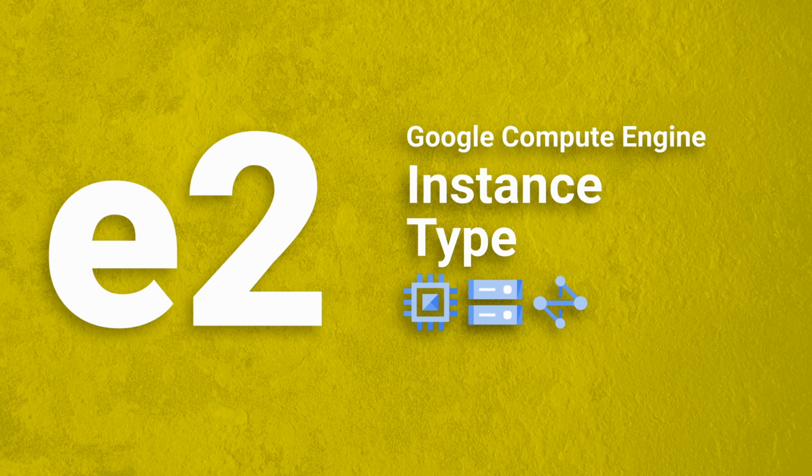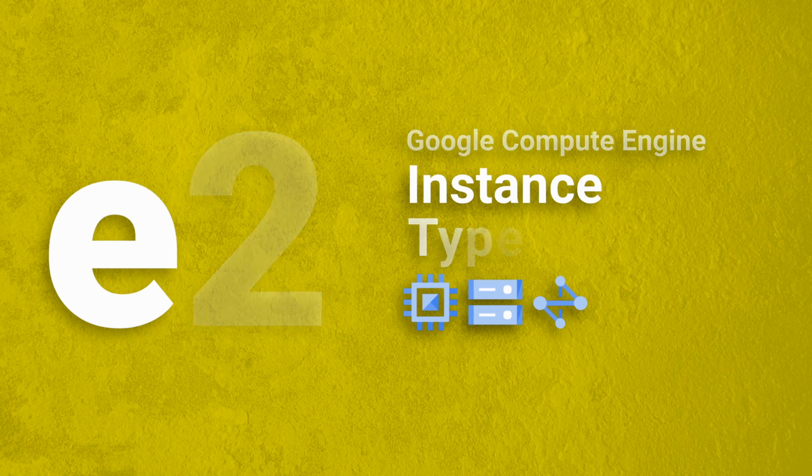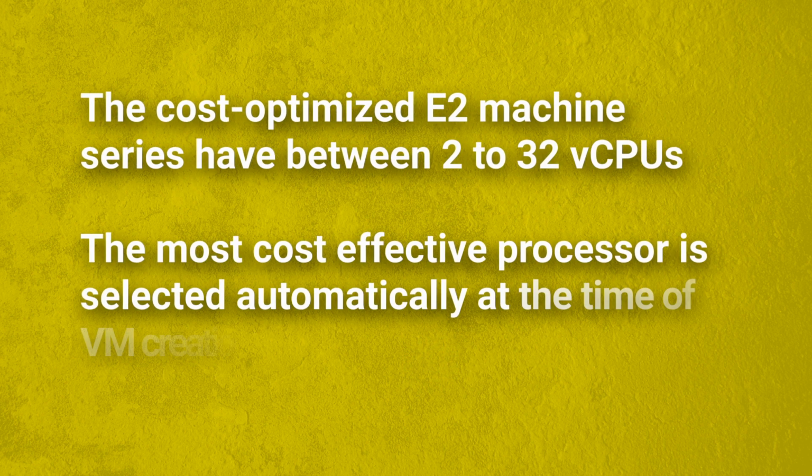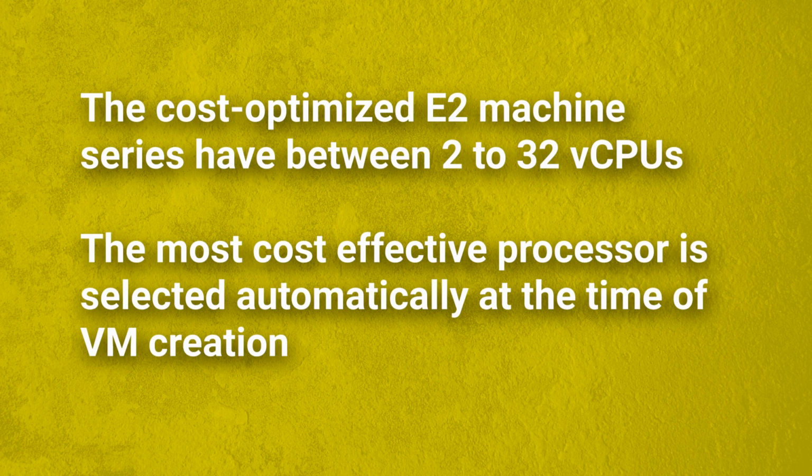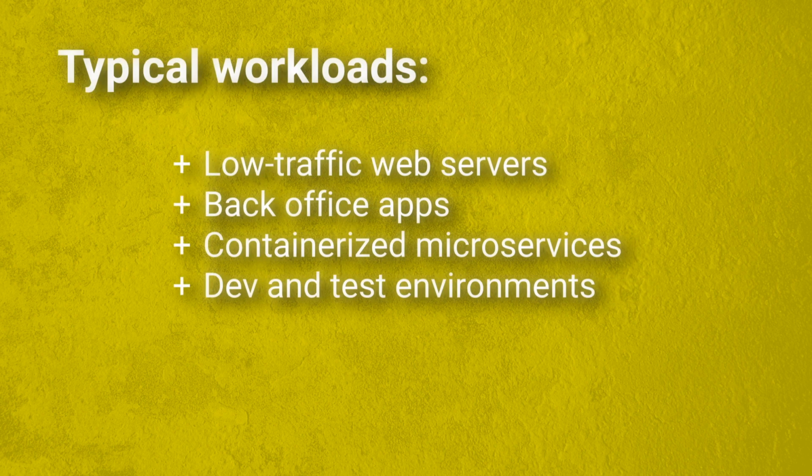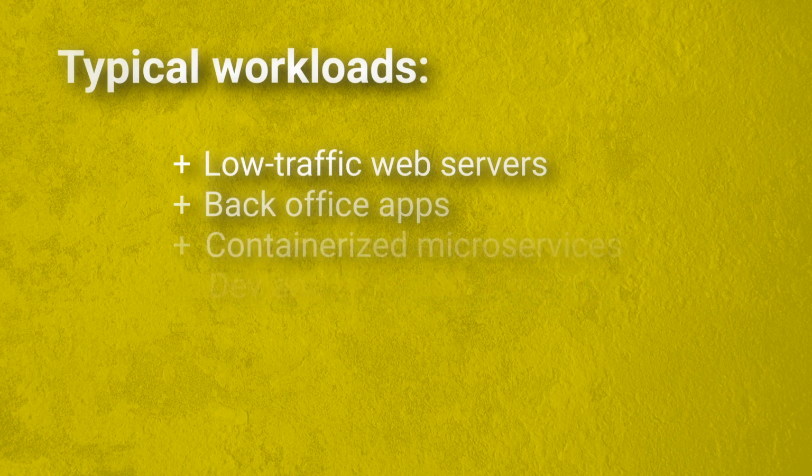Google Compute Engine E2 instance type. The cost-optimized E2 machine series have between 2 and 32 vCPUs. The most cost-effective processor is selected automatically at the time of VM creation. Typical workloads include low-traffic web servers, back-office applications, containerized microservices, and dev and test environments.